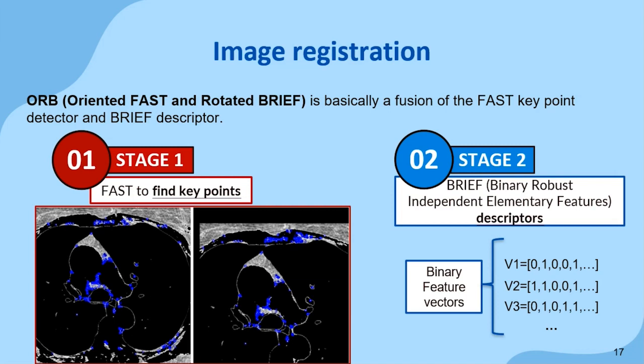FAST assumes one parameter, the intensity threshold between the central pixel and the surrounding pixels in a circular ring above the center. Then it uses BRIEF, which is a binary descriptor that will describe each of the key points as a set of binary features relative to a condition that compares intensities of pairs of pixels around the key points.